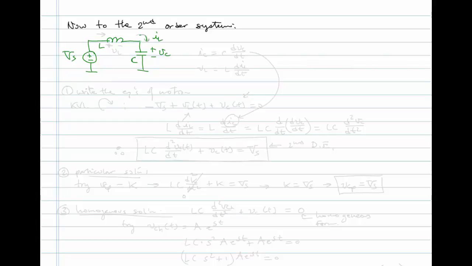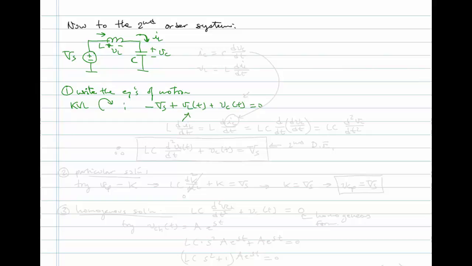So let's first write the equations of motion. This is what we always do. I skipped it last time for the first order and just gave the differential equation, but here we're going to go through it and we'll arrive at a differential equation once again. So let's do KVL. You could do it either way, but let's do KVL around the loop. Okay, and so we'll have minus Vs plus, because of the current direction here, current's going in, this is the plus to minus, VL of t plus Vc of t is equal to 0.